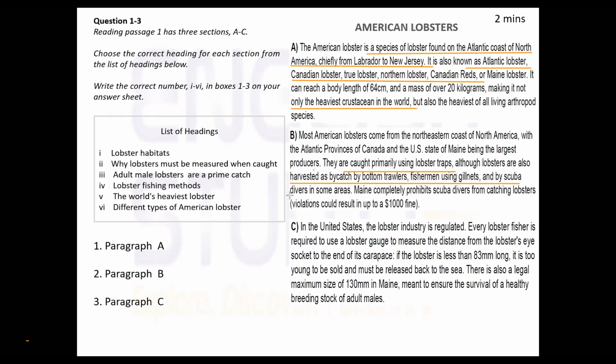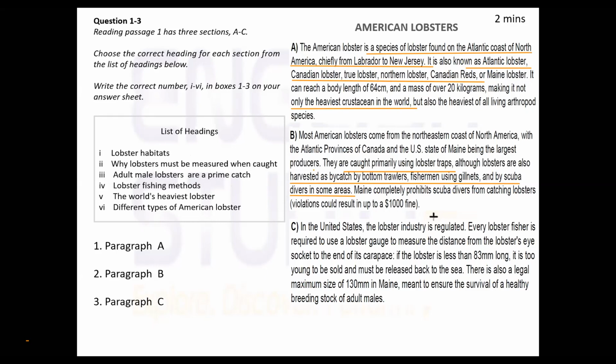Thank you, Mr. Noval. Ini jelas ya, clear ya. Ini adalah cara menangkap lobster. So, kalau dilihat lobster habitats enggak, while lobster must be measured when caught, enggak, adult male lobsters are prime catch, enggak, lobster fishing methods, di sini dijelasin. Itu jawaban yang benar. World's heaviest lobster tadi udah, different types of American lobster juga enggak. So, the correct answer is lobster fishing methods. How about paragraph C, Mr. Anam?